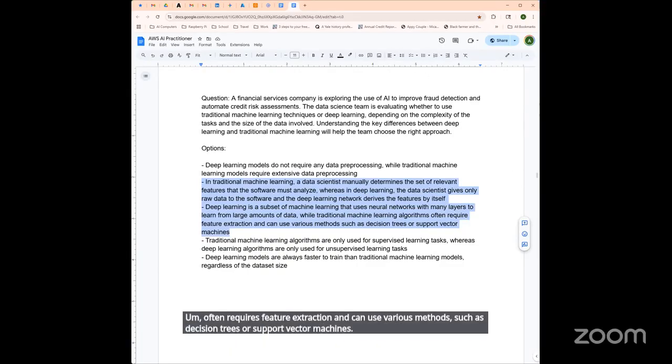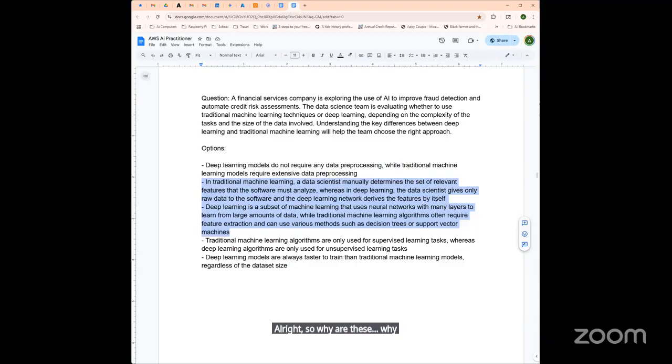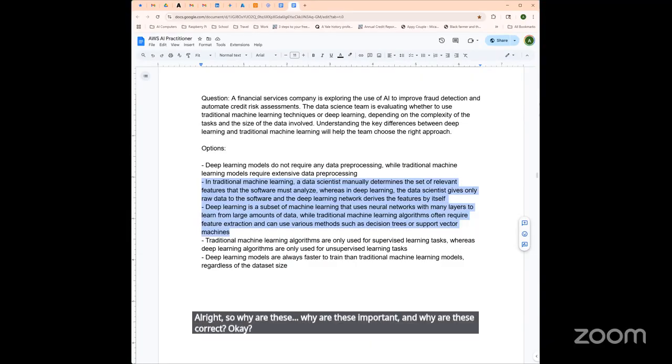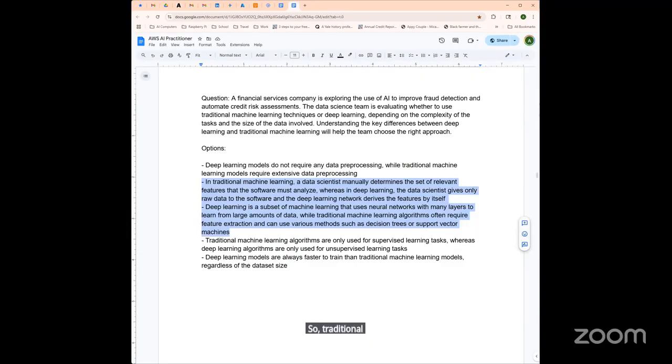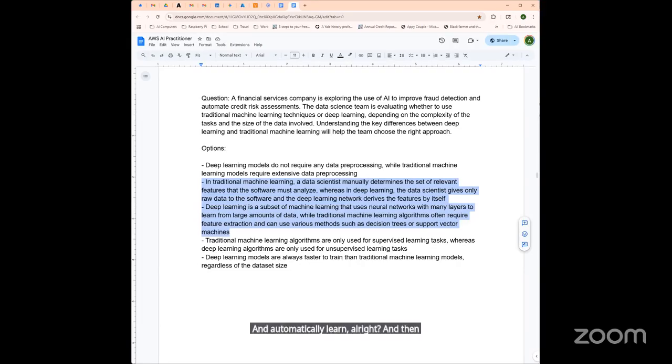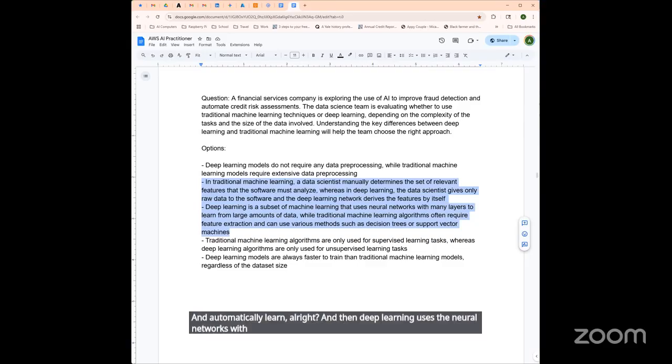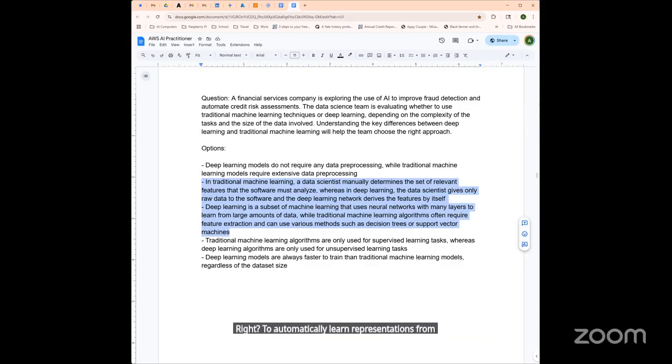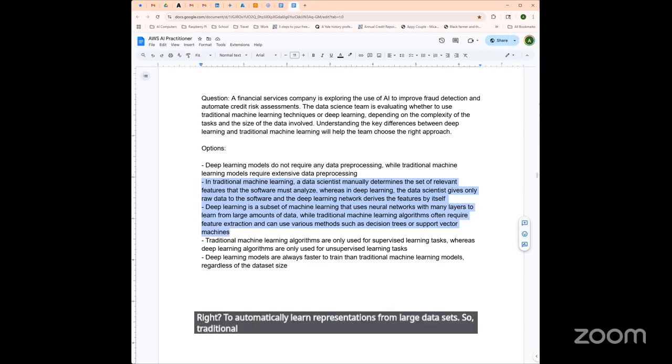All right, so why are these important and why are these correct? Okay, so traditional machine learning requires manual feature engineering, where data scientists determine all the relevant features, and then deep learning can work with the raw data and automatically learn. All right, and then deep learning uses neural networks with multiple layers, hence the deep, right, to automatically learn representations from large data sets. Traditional machine learning uses various algorithms with manual feature extraction.